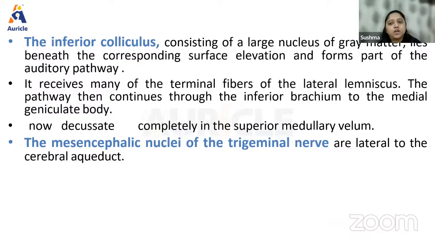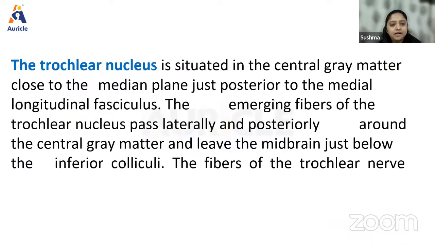Now, the inferior colliculus is something related to audio, right? It receives many fibers, terminal fibers of the lateral lemniscus, and through the inferior brachium, it gets connected to the medial geniculate body. Okay, and the mesencephalic nucleus is present lateral to the cerebral aqueduct. Then, of course, I have the trochlear nucleus situated in the central gray matter, which is close to the median plane, just posterior to the medial longitudinal fasciculus.